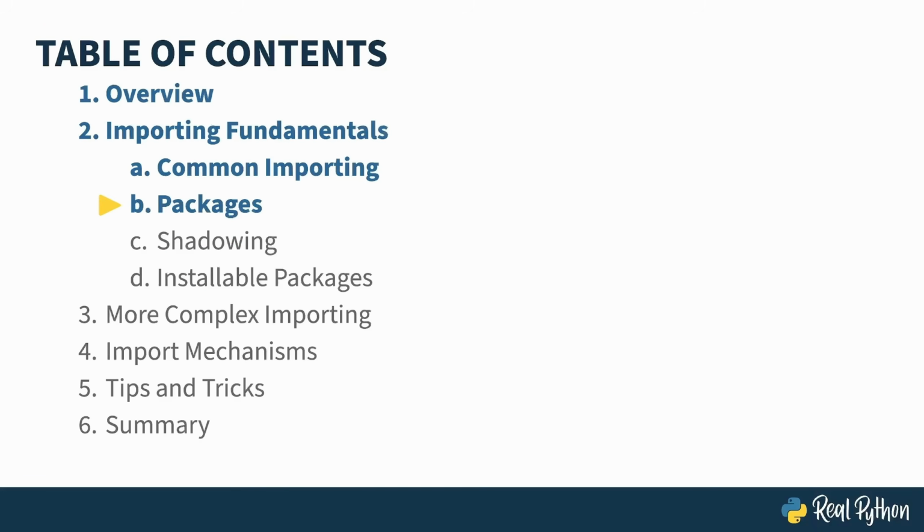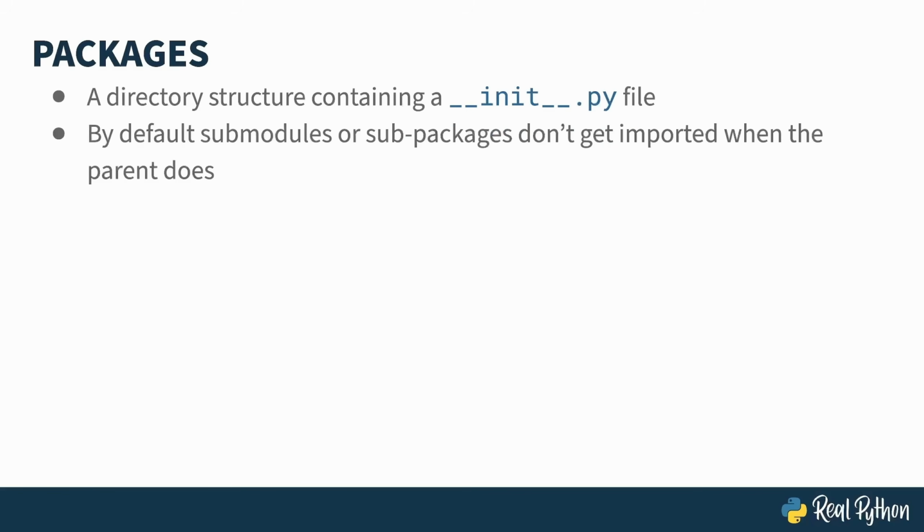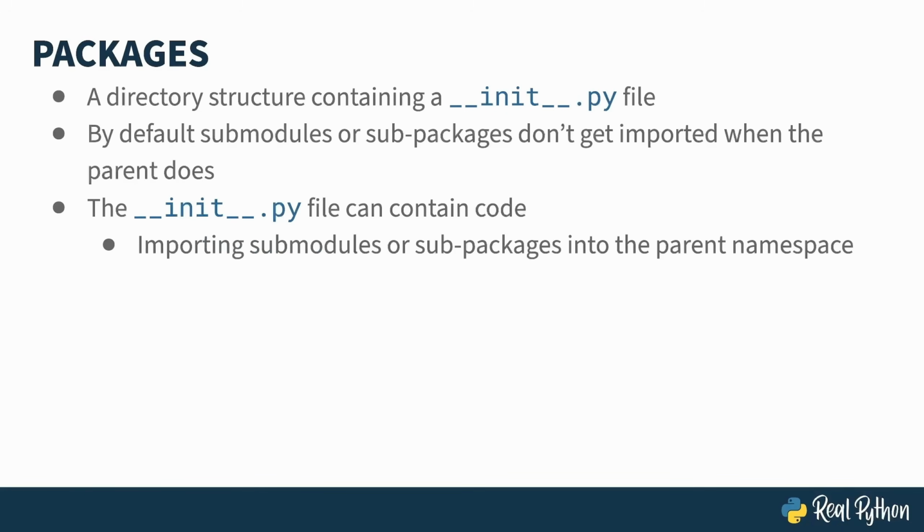In the previous lesson, I showed you the variations on the import statement. In this lesson, I'll be diving deeper into how packages work in Python. A package in Python is a directory containing a dunder_init.py file. When you import a package, submodules or subpackages do not get imported by default. But a dunder_init.py file is still a Python script, and one of the things you can do inside of it is import submodules or subpackages into the parent namespace. You might do this to expose specific interfaces as an API to developers using your package, without them having to know where the interface lives within the submodules of your package.